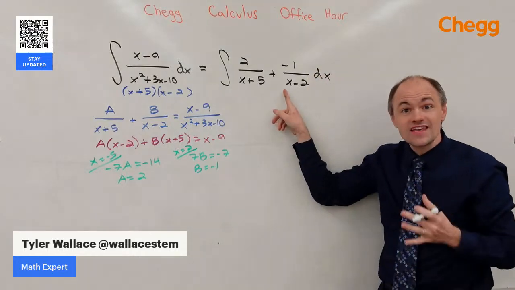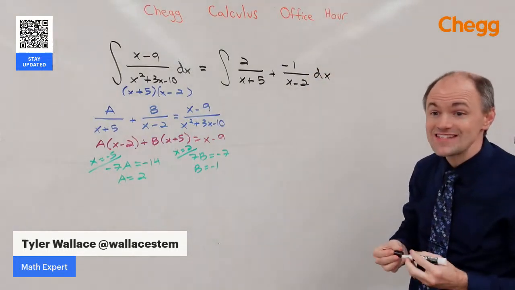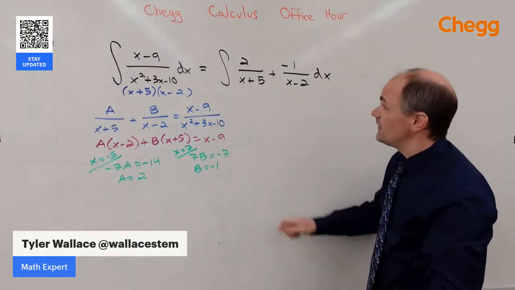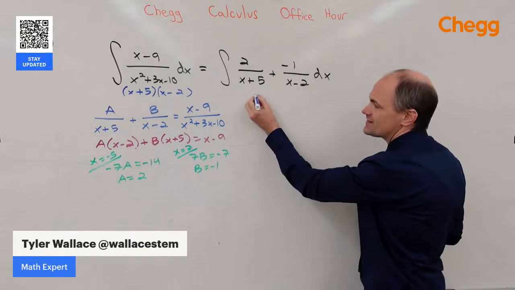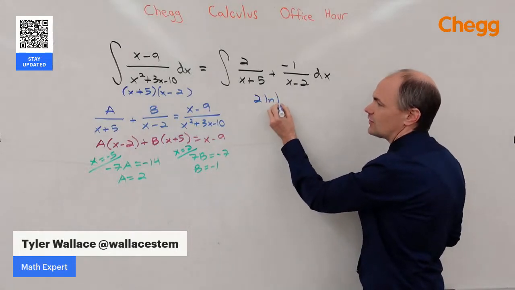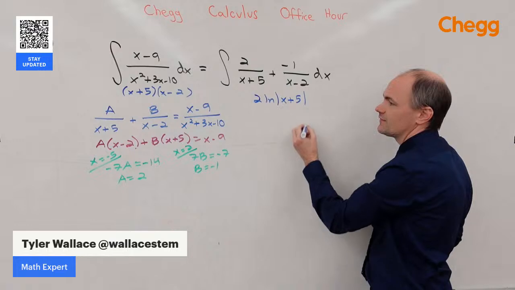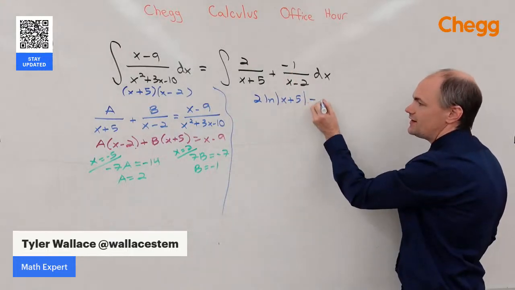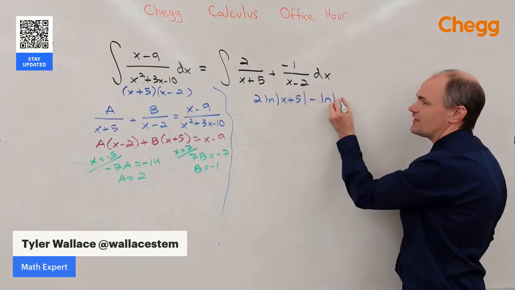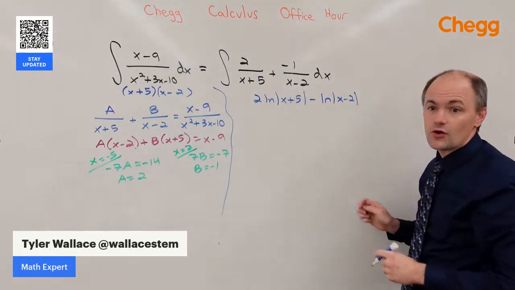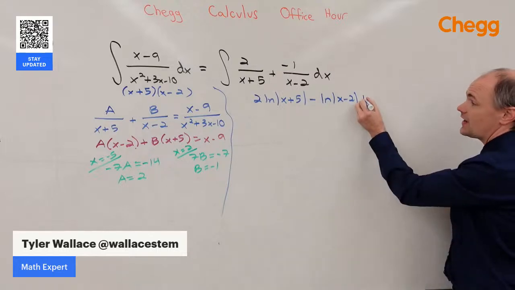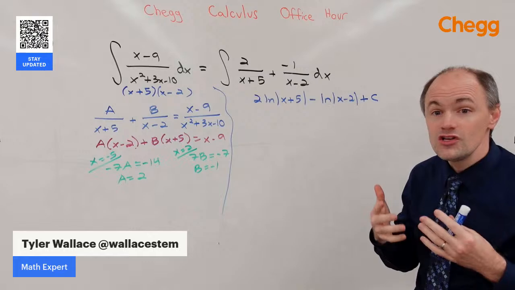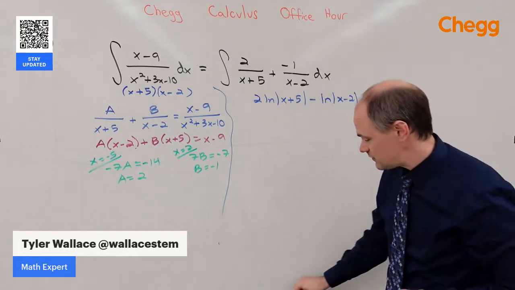And what's nice about this integral is each term there is now very easy to solve and find the antiderivative of. The antiderivative of 2 over the stuff is 2 times the natural log of the stuff, x plus 5. Put a line here to keep that separate. Plus a negative 1 times the natural log of the x minus 2. And of course, we never forget the cheese. Add a plus c. And we've got our solution to our problem using partial fractions.